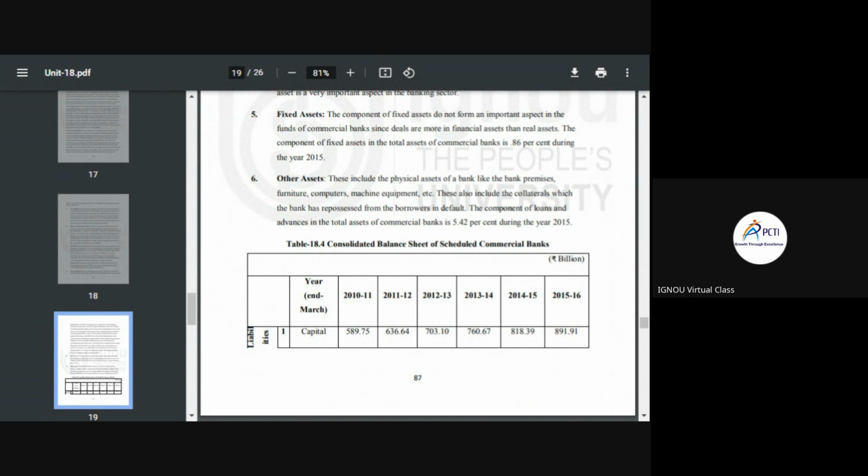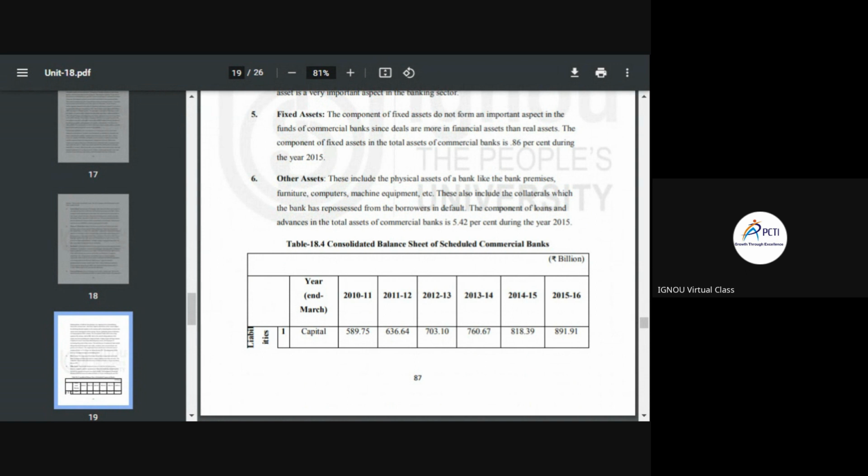Next one is other asset. These include the physical assets of a bank, like the bank premises, furniture, computers, machine equipment, etc. These also include the collateral which the bank has repossessed from borrowers in default.